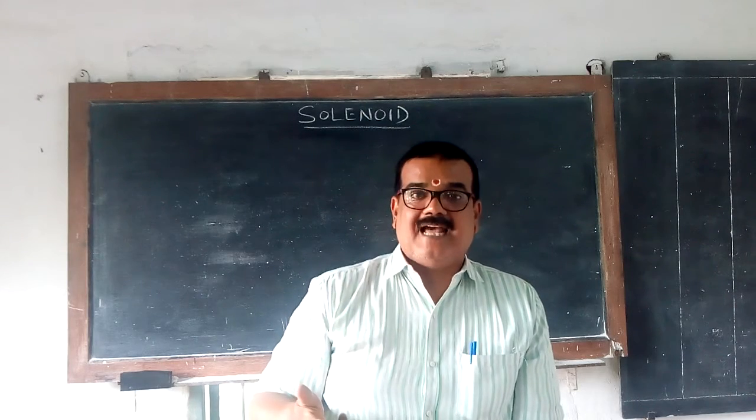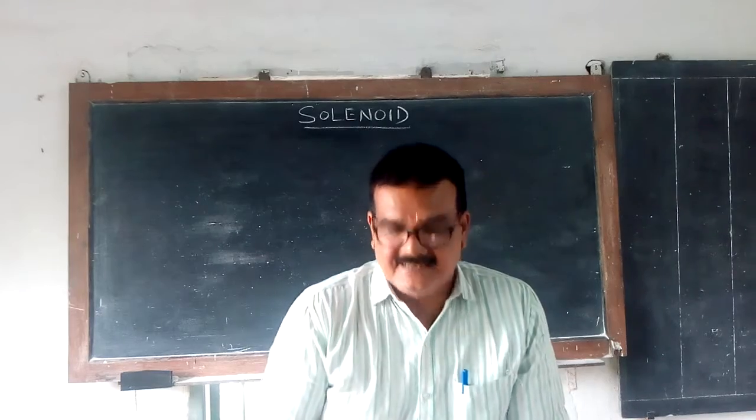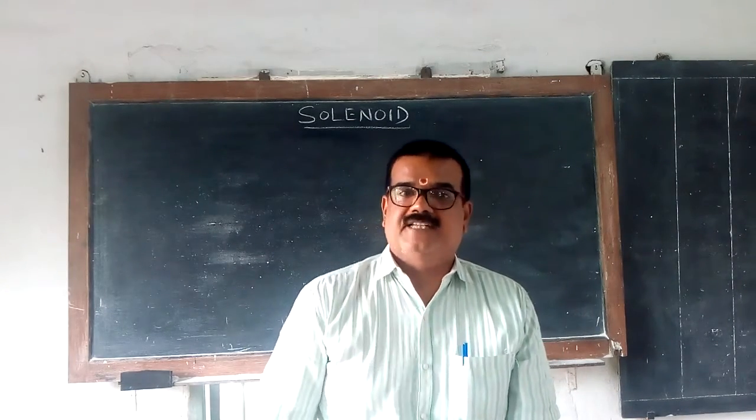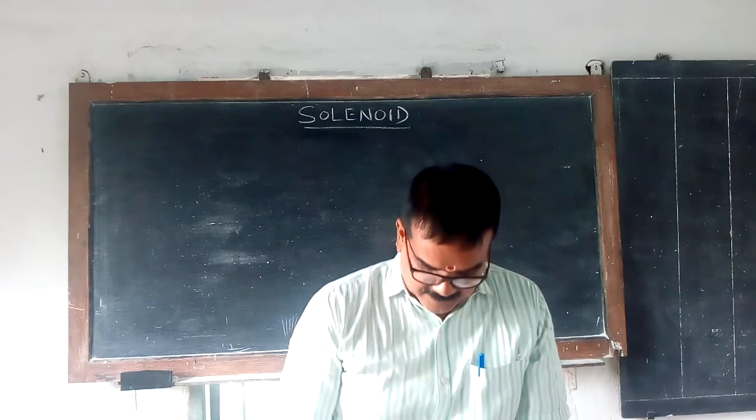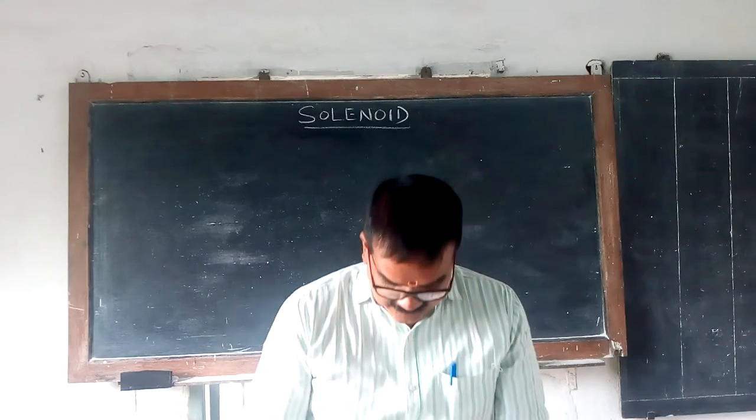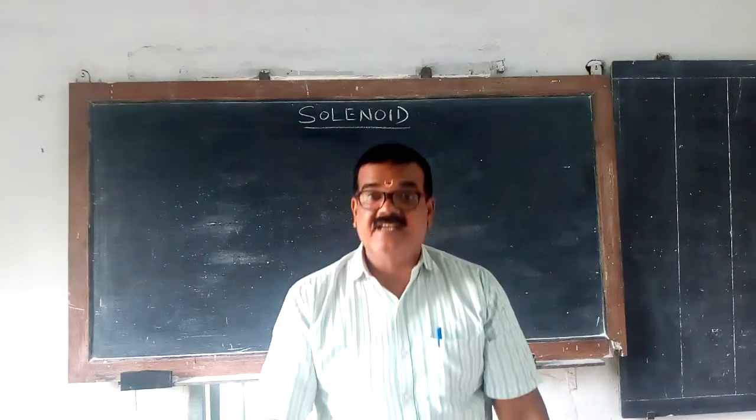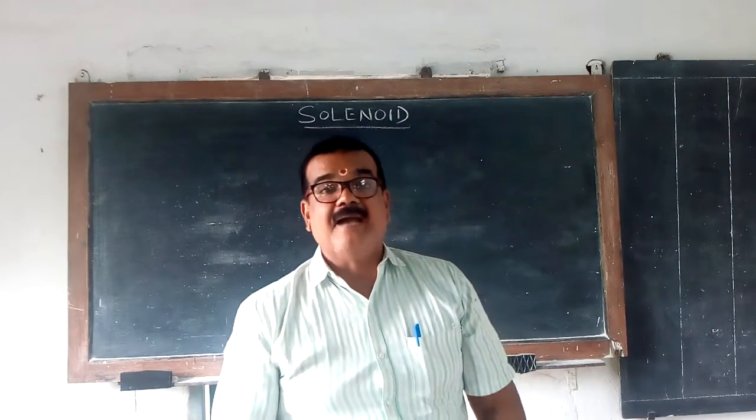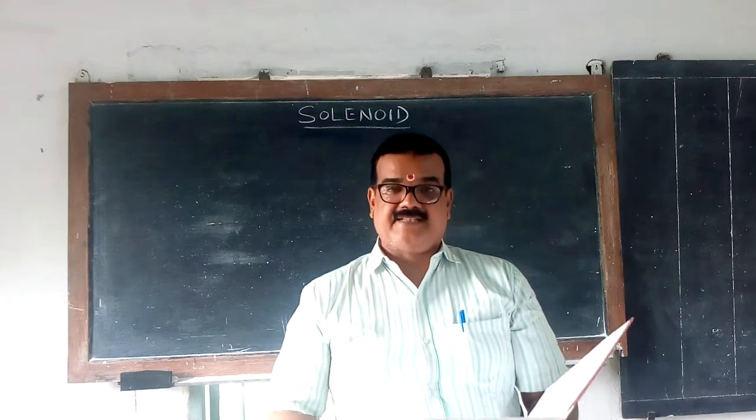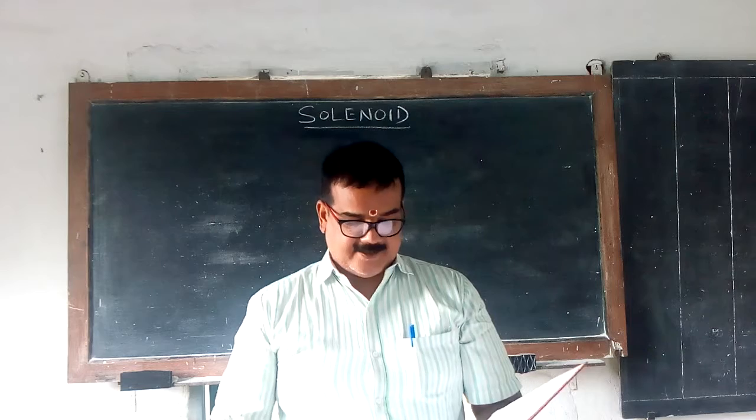That flux is called magnetomotive force, MMF. MMF can be calculated by the formula NI, where N is the number of turns and I is the current. Then what is the unit of that? The unit is ampere turn, AT. It's an SI unit, the System International unit. It's called ampere turn.